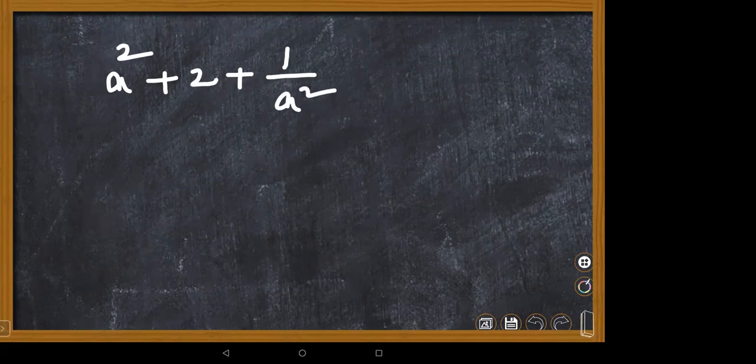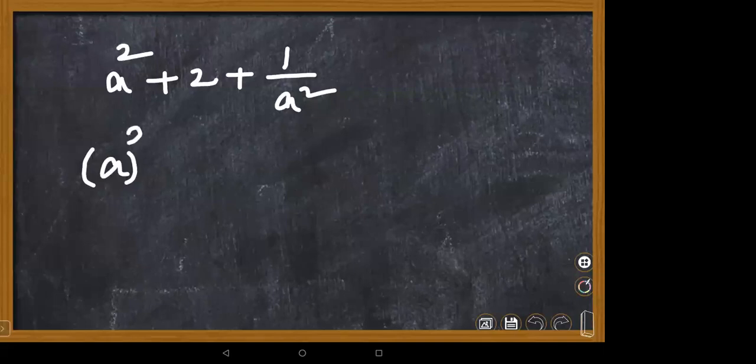Next part, because some questions you are able to do easily. This one, let me check. This is a very simple question, children. A square plus 2 plus 1 by A square. By seeing it, what identity can we use over here? Ma'am, A plus 1 by A whole square. Minus 2, the last term, always go to the last term. 1 by A whole square.